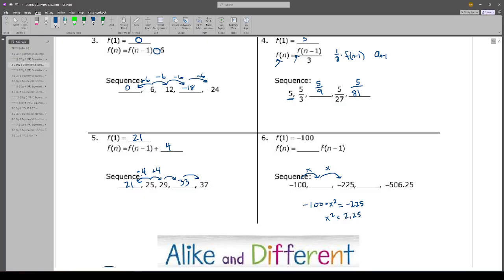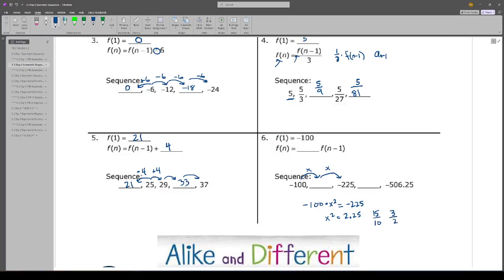2.25 is like 225, which is 15 squared, but it's shifted over twice. So that would be like 15 over 10 that we're multiplying by, because 15 squared is 225 and 10 squared is 100. So we're multiplying by 15 tenths, or 3 halves at each step.